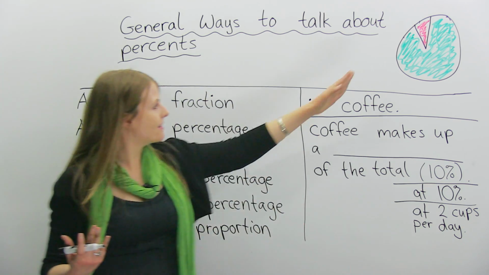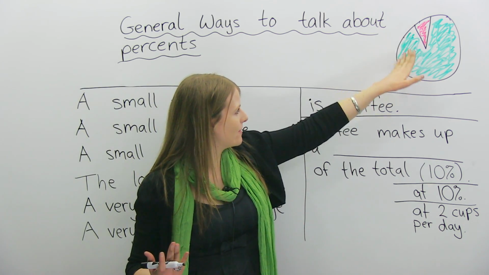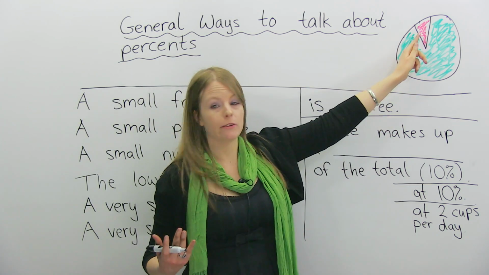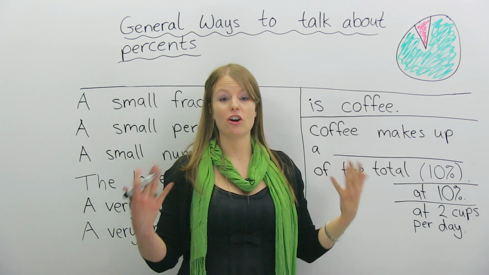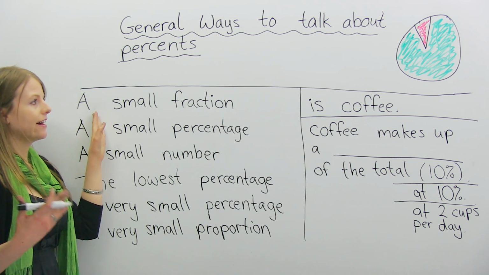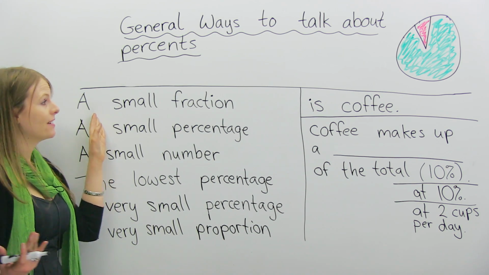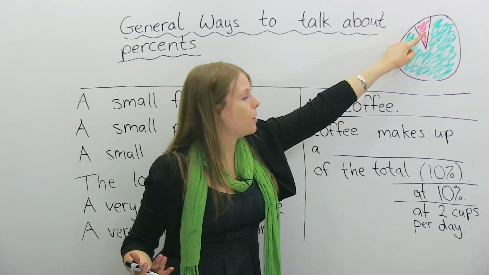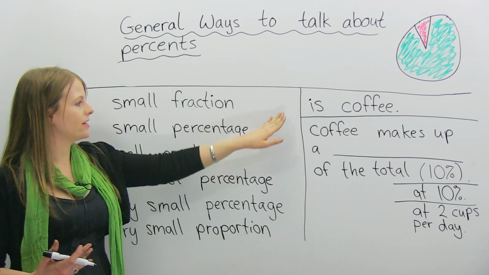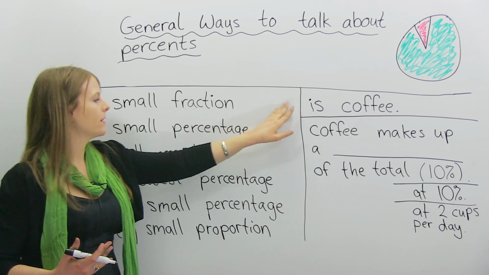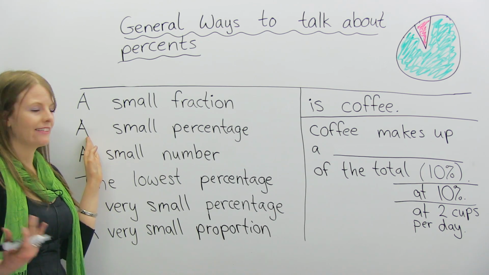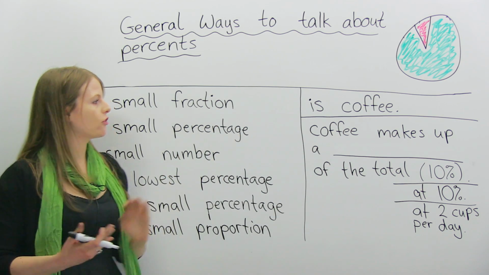So instead of saying the specifics, what we can tell from this is that coffee is a small amount, and tea is a very large amount. So if we wanted to talk about this, we could use the words a small fraction. So this is a small fraction. A small fraction of the total is coffee. Okay? We could also say a small percentage. We're not saying specifically what it is. A small percentage is coffee.